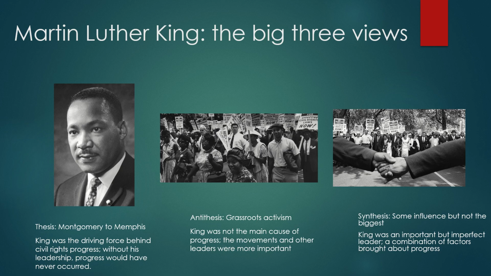The next one is the complete antithesis to this, that goes against the thesis idea, which actually says no, it was the grassroots movement and maybe the actions of the presidents and federal government. They were more important than King. Again, he was just one man and he's just one member of this big, vast, wide movement.